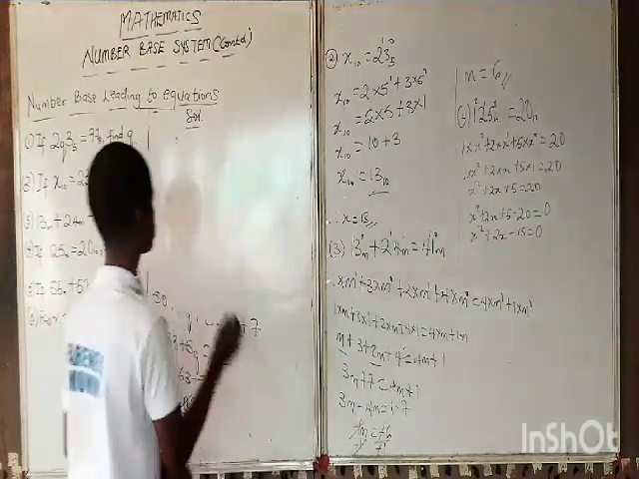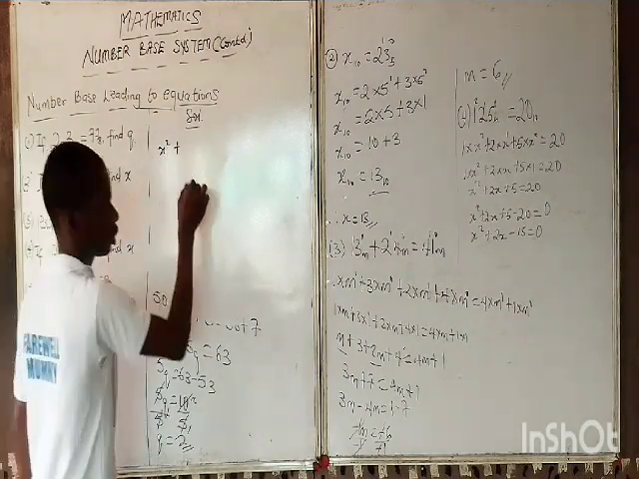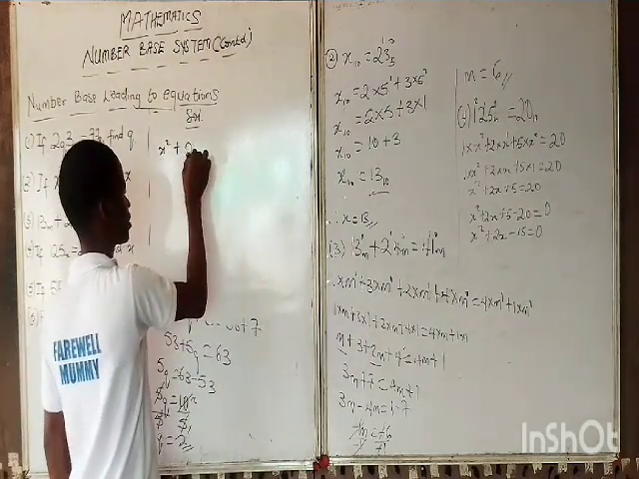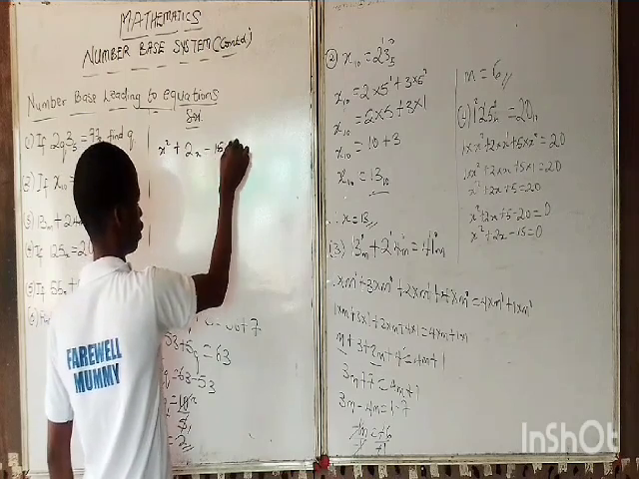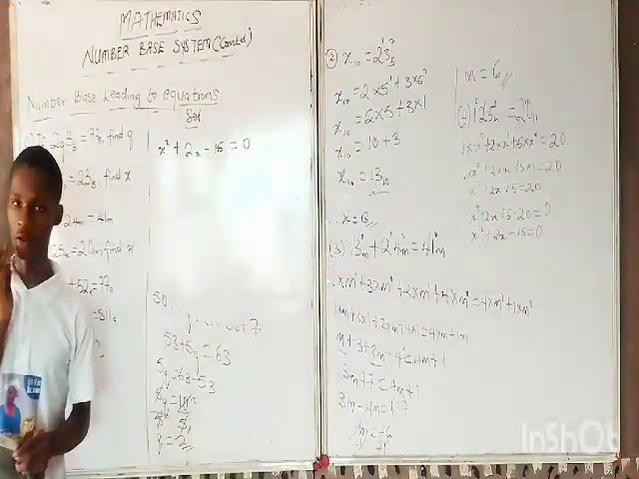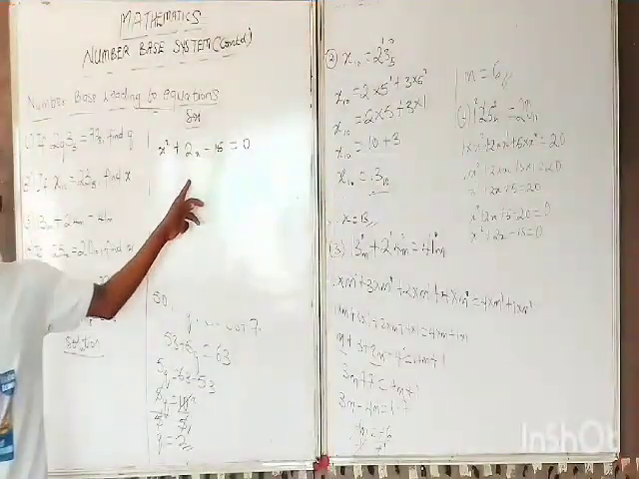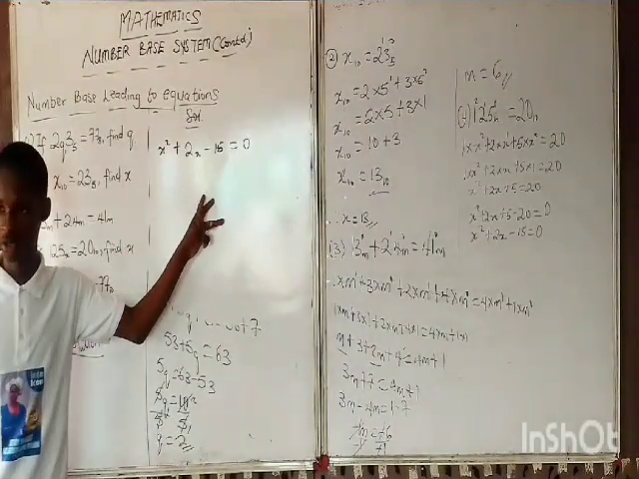So I am having s squared plus 2s minus 15 equal to 0. If you understand how to solve the quadratic equation, let's check if we can simplify this using the factorization method.